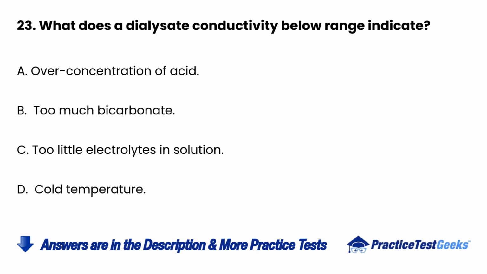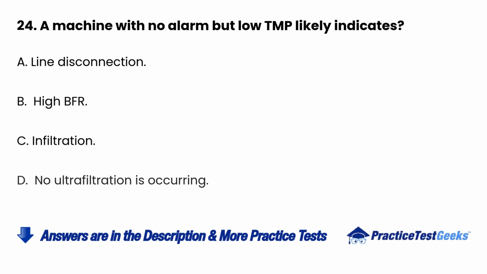23. What does a dialysate conductivity below range indicate? A. Overconcentration of acid. B. Too much bicarbonate. C. Too little electrolytes in solution. D. Cold temperature.